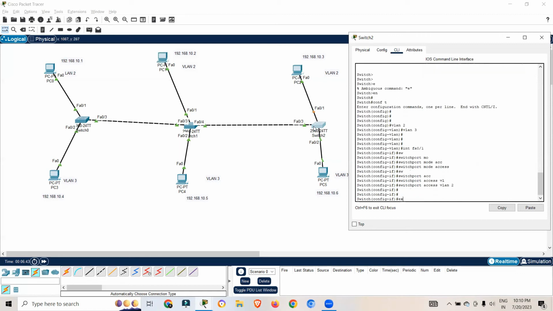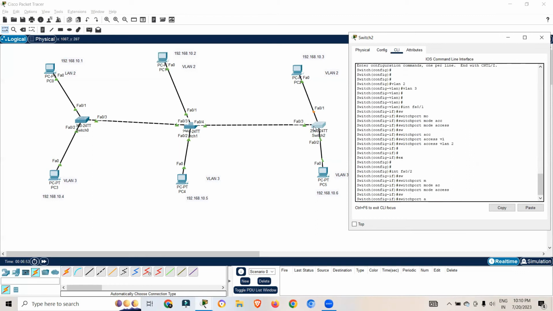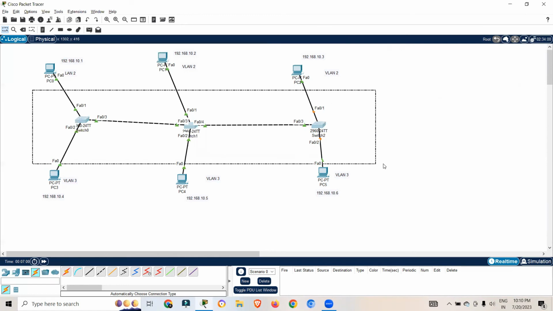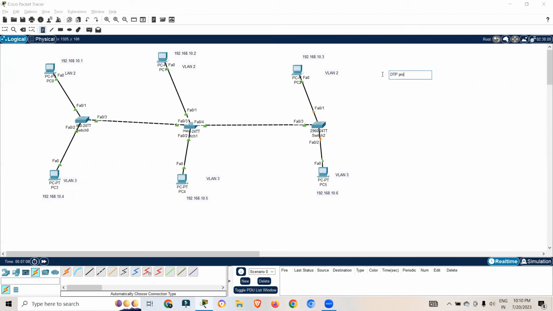Okay, interface FA0/2, switchport mode access, switchport access VLAN 3. Okay, now what was the condition? I have to communicate between these three switches. What I will do is use the DTP protocol.